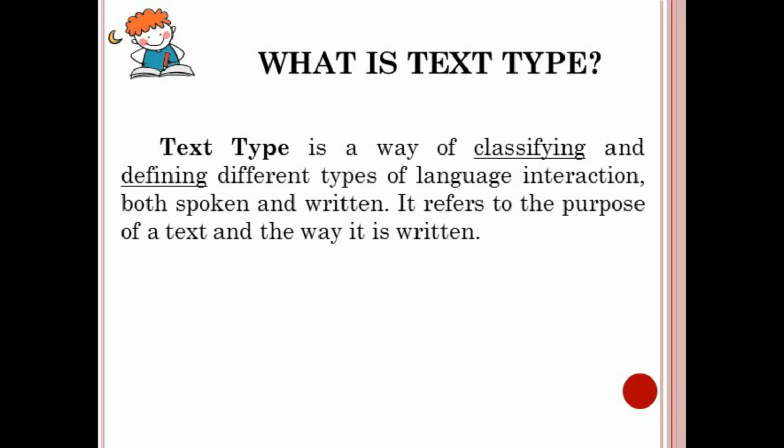In our previous lesson about text type, you have learned to distinguish classification and explanation. This time, you will learn to distinguish the two remaining text types, which are enumeration and time order. Enumeration.